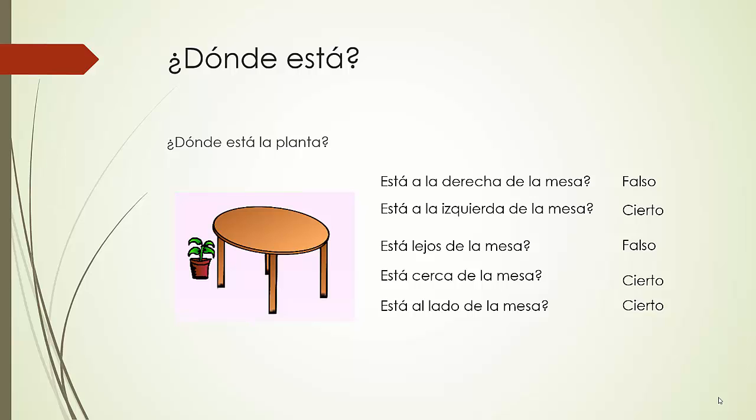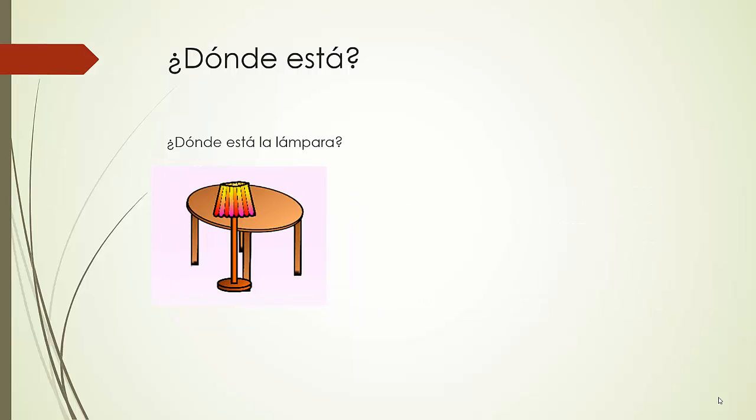Okay, let's go on. Now I've got a lámpara. I bet you can guess that a lámpara is a lamp. ¿Dónde está la lámpara? ¿La lámpara está detrás de la mesa? ¿Cierto o falso? Falso. Número 2. ¿La lámpara está delante de la mesa?